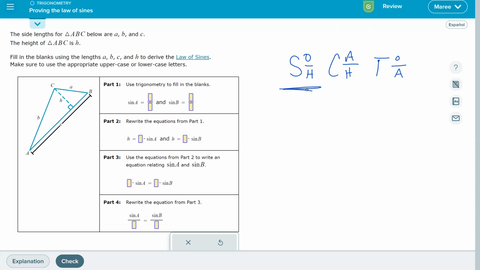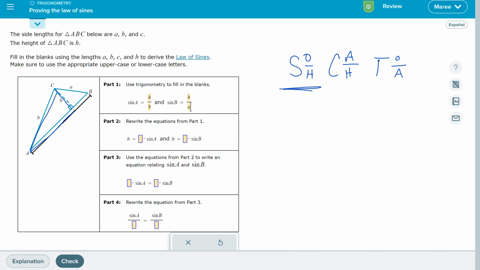So when we look at the sine of angle A, we're going to start by looking at this smaller triangle, so we would have the opposite, which is H, over the hypotenuse, which is B. So we're going to type in H divided by B. For the sine of B, we're going to be looking at opposite over hypotenuse, which is H over A.